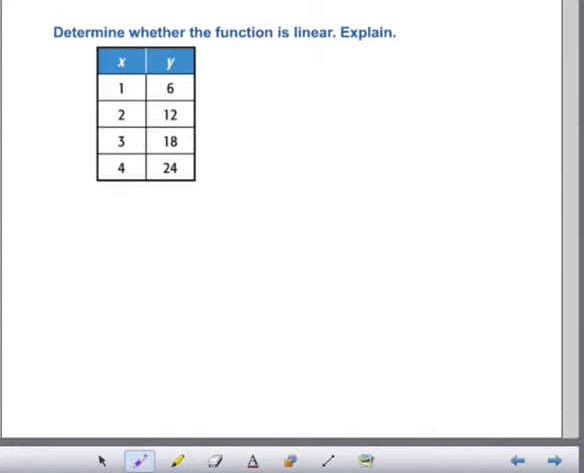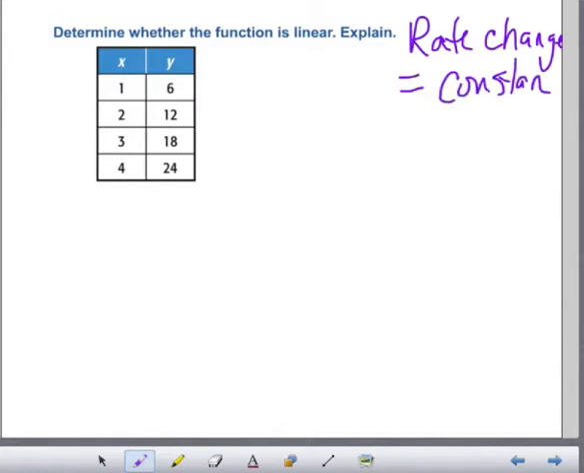Remember, we've determined if an equation is linear, and a function is really just an equation. But what if it's given to me in a chart? Well, for a function to be linear or an equation to be linear, the rate of change or my slope has to be constant. It means it doesn't change from one ordered pair to the next. So I would need to see what is my rate of change from here to here.